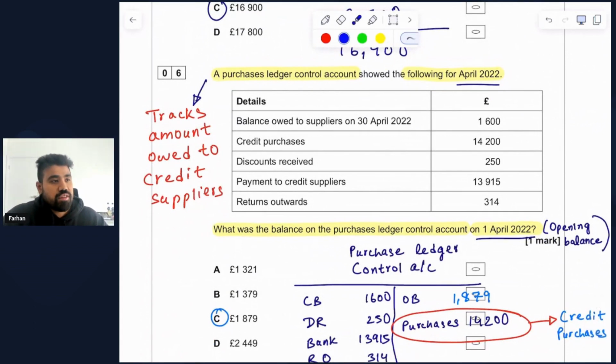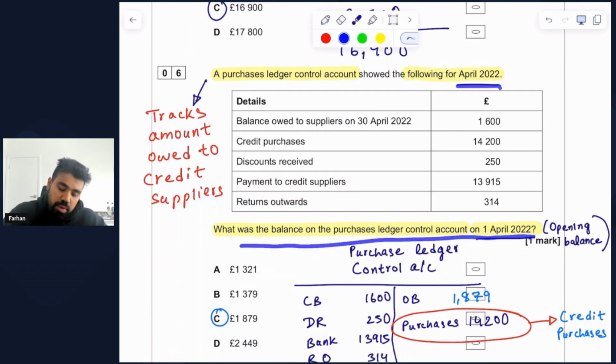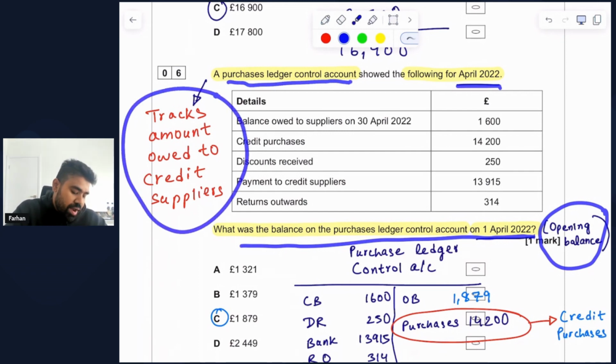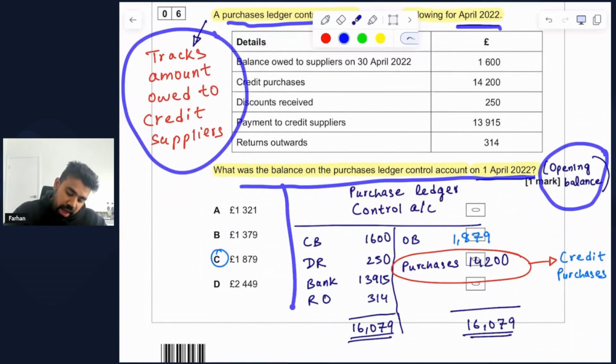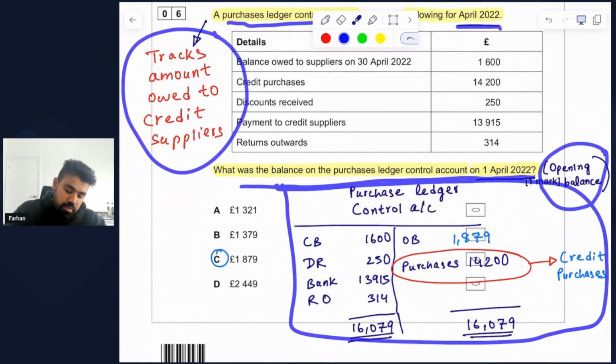Let's move to question 6. A purchase ledger control account showed the following for April 2022. What was the balance on the purchase ledger control account on 1 April 2022? In other words, find the opening balance. Now, the purpose of preparing a purchase ledger control account is so that it can track the amount that is owed to credit suppliers of the business. In other words, it calculates the liability or the financial obligation that a business has towards its credit suppliers or trade payables. So here is an outline of how the purchase ledger control account would look like.